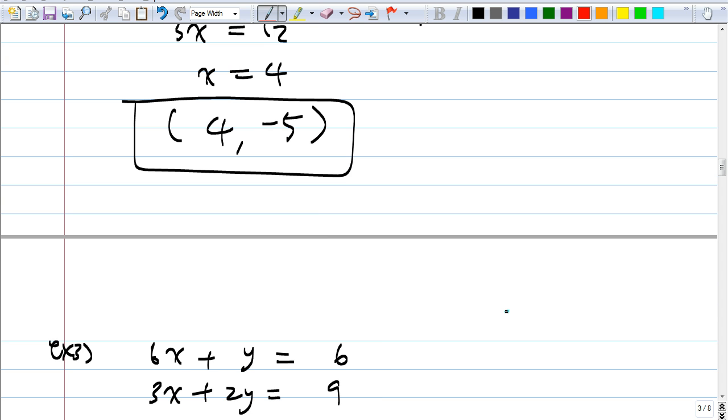6x plus y equals 6, 3x plus 2y equals 9. I can multiply the top one or the bottom one by -1. It doesn't really help me much, does it? What am I going to do here on this one? Anybody have an idea? Oh, a lot of you. Kristen, what do you think I should do? Multiply the bottom by -1.